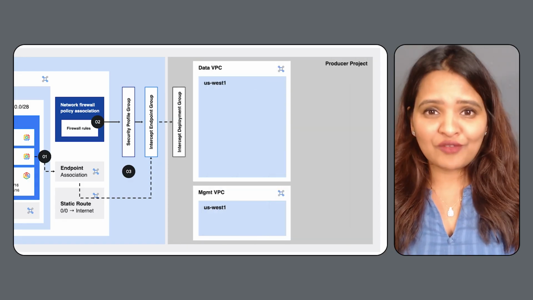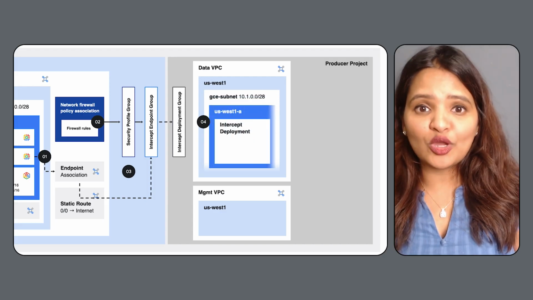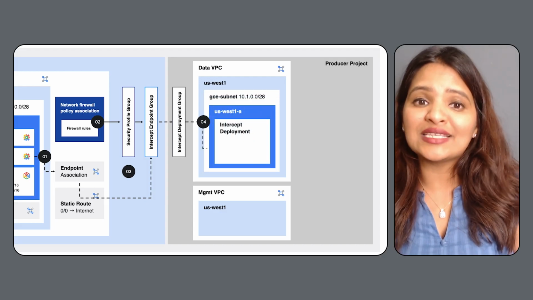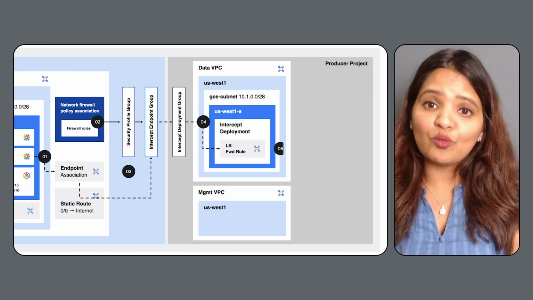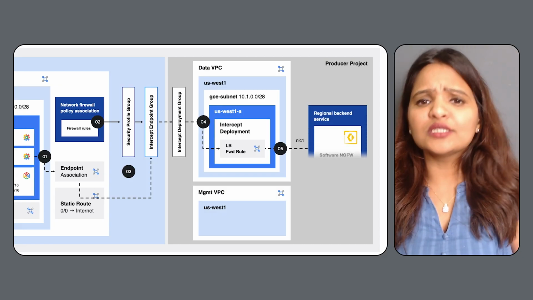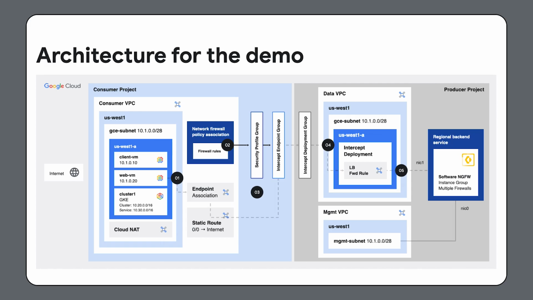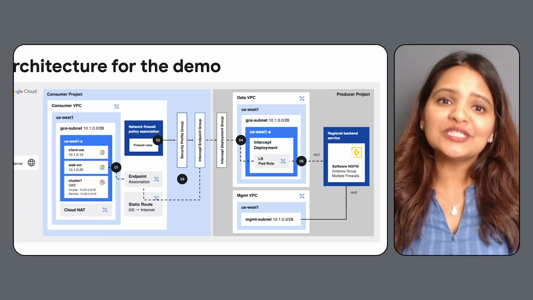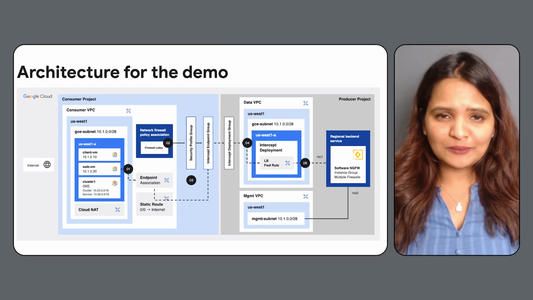Within the producer environment, the intercept deployment group directs traffic to the intercept deployment located in the same zone as the web VM. The internal load balancer forwards the traffic to an available firewall for deep packet inspection. If the firewall permits the traffic, it is returned to the web VM via the consumer endpoint association, and the local route table of the consumer VPC routes the traffic to the internet via the cloud NAT. The session is established with the internet destination and is continuously monitored by the firewall.